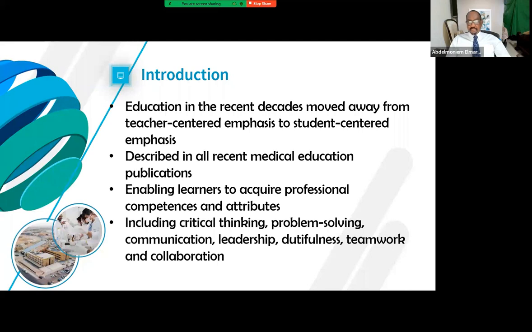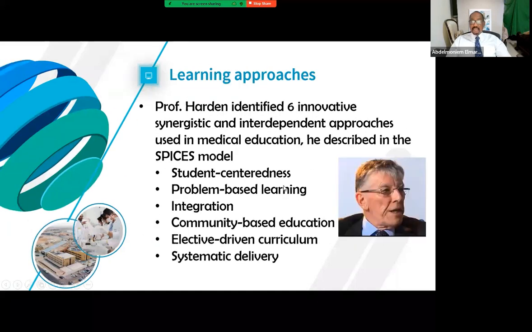Recent medical education publications all describe this student-centeredness and other approaches. Student-centeredness enables the learners to acquire professional competencies and attributes. It's not only the knowledge. When you use a student-centered approach or strategy, the learners are going to acquire other professional competencies and attributes, including critical thinking, problem solving, communication, leadership, dutifulness, teamwork, and collaboration. All of these can be acquired when the institution utilizes the student-centeredness approach.